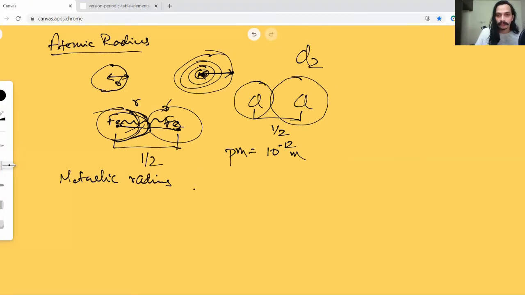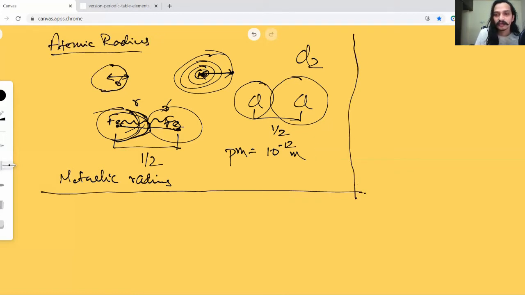Okay, so if this is the atomic radius, how does it differ from atom to atom? Obviously, every atom will have a different radius. Some are big, some are small, and each atom has its own unique shape and size. So how does this change across the period and down the group?